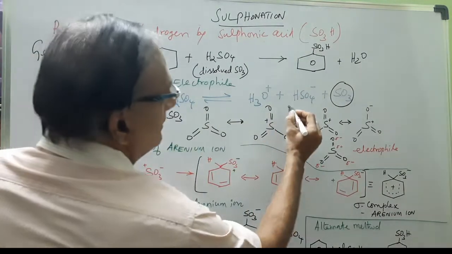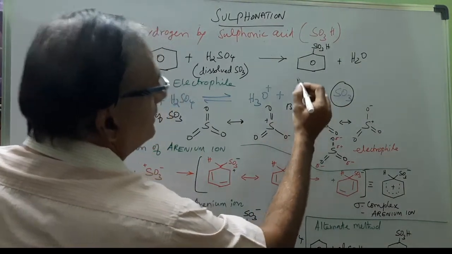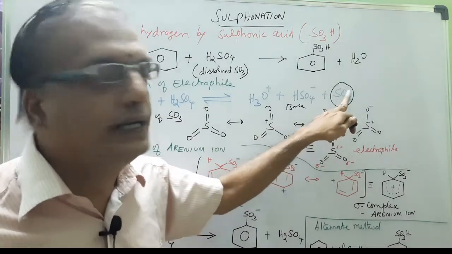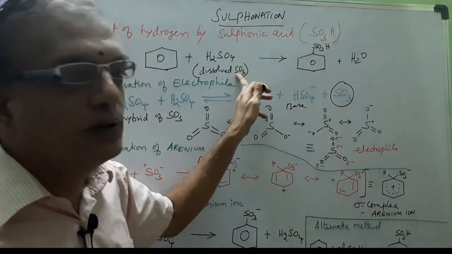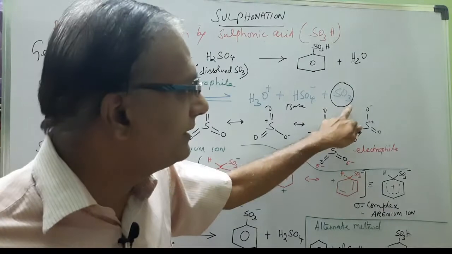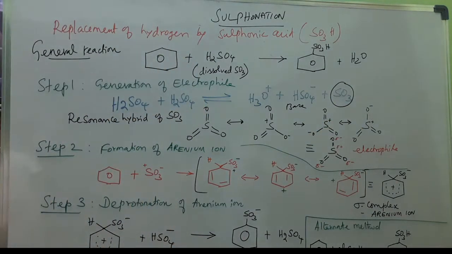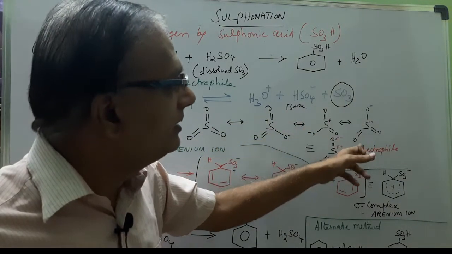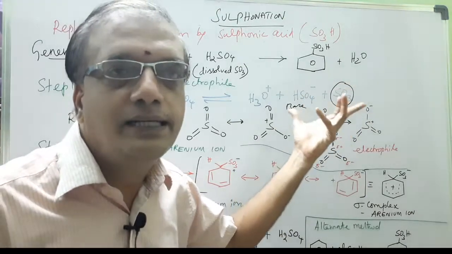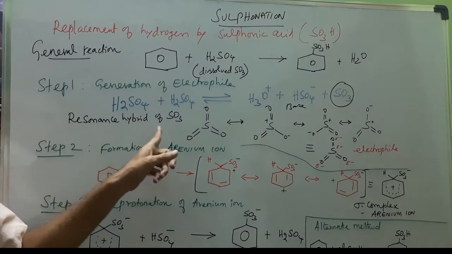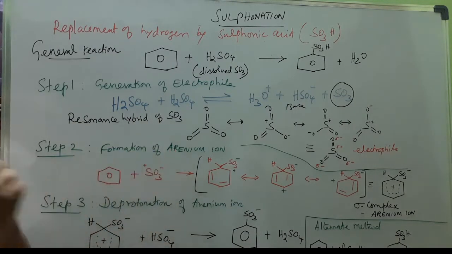Our base is created here, followed by SO3. For this purpose we need to dissolve the SO3 along with our sulfuric acid. So, this is our electrophile, SO3, that is sulfur trioxide. Once sulfur trioxide is formed, we need to notice that it is an electrophile. See the resonance hybrid structure of our sulfur trioxide here.